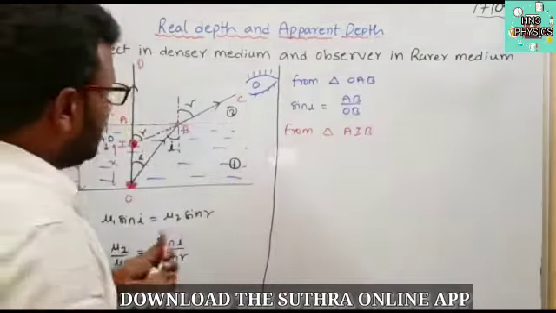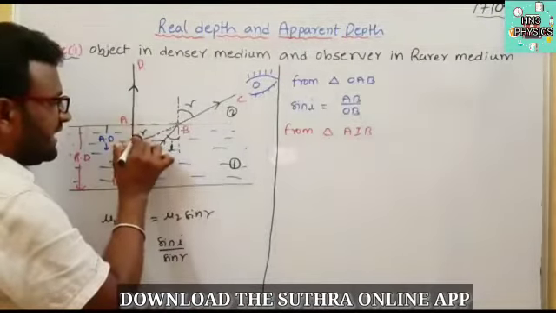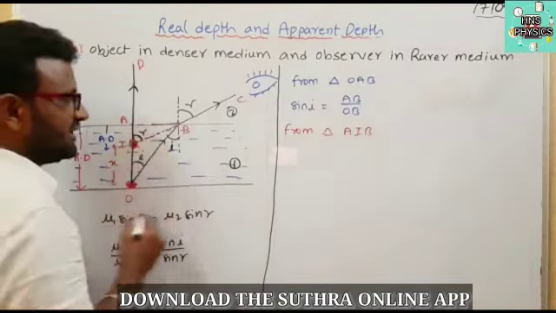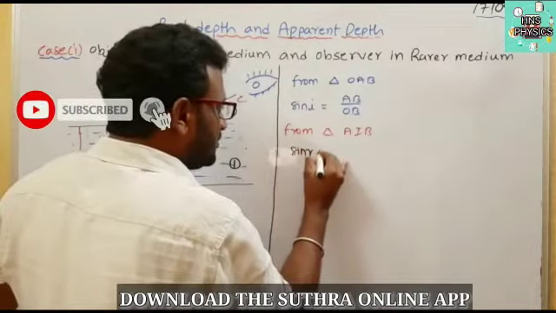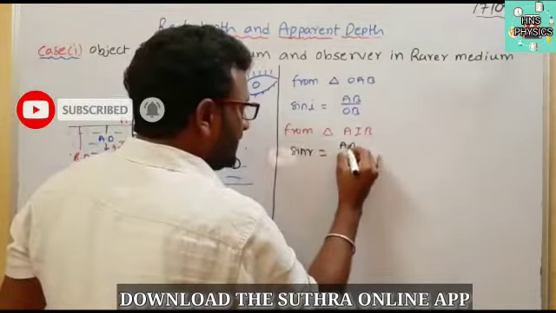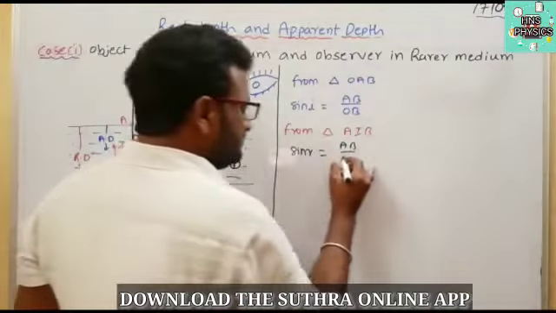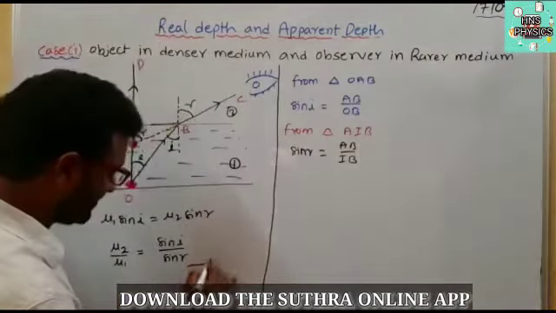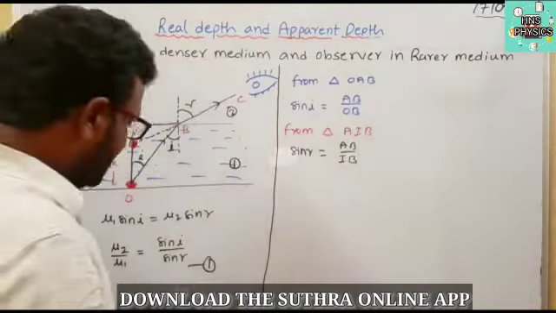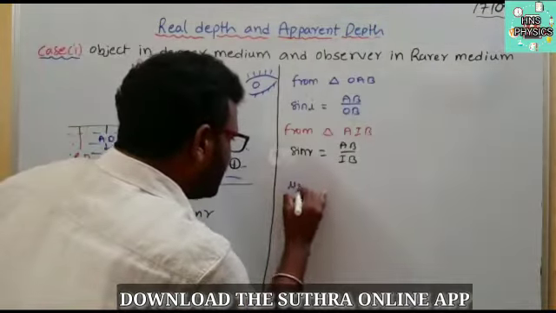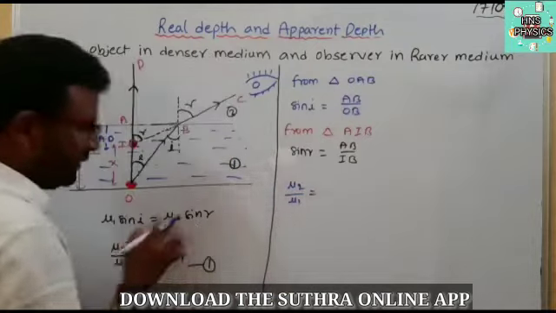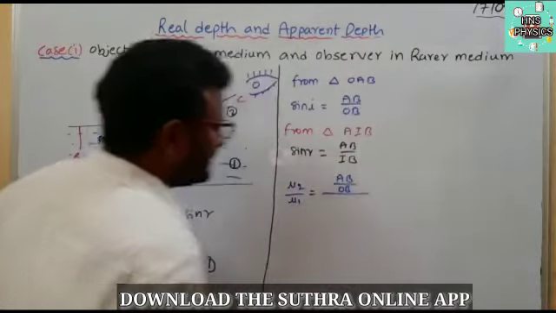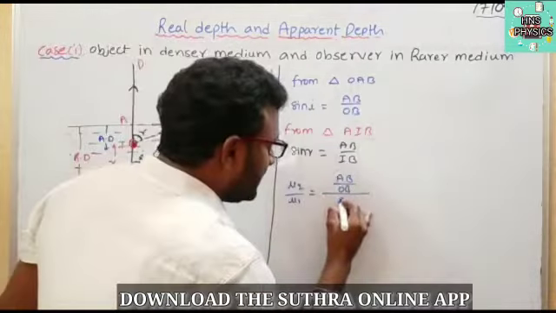Now from here I am going to write sin R. If you take this angle, this is the opposite side, this is the adjacent side, and this is the hypotenuse. So sin R is equal to AB by IB. These two values, sin I and sin R, you can substitute in equation 1. So mu2 by mu1 is equal to, in place of sin I, I write AB by OB, and in place of sin R, I write AB by IB.